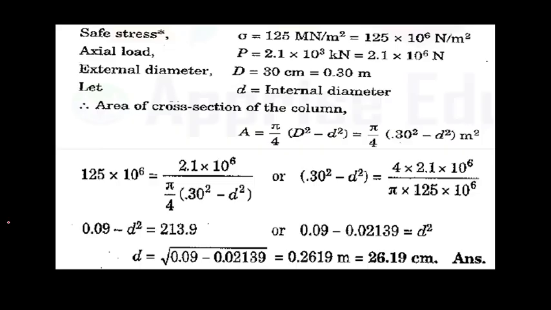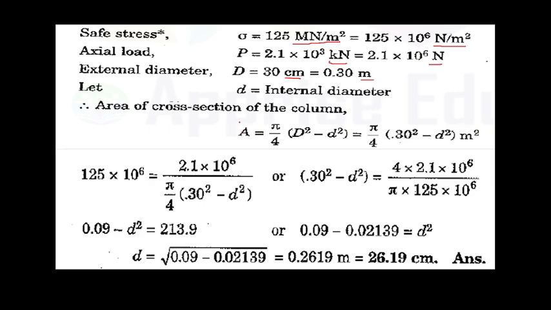Easy. Let's go, stress converted into Newton per meter square. Questions are easy, I'm just explaining. Units, you have to give proper attention on units, otherwise the numerical value will be different for everyone. Load converted from kilonewton to Newton. Diameter from centimeter to meter. Internal diameter we have to calculate.